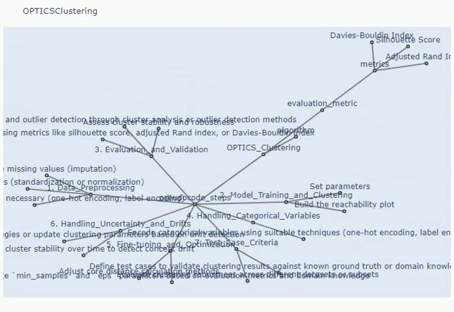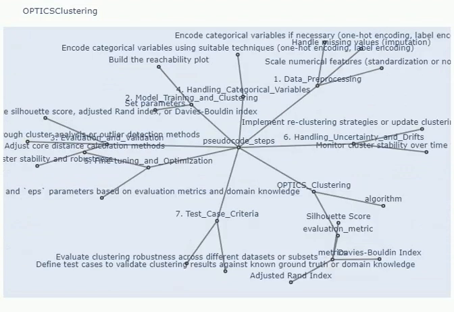Metrics. Silhouette score. Details: measures how similar a point is to its own cluster compared to other clusters. Higher values indicate better-defined clusters. Adjusted Rand index. Details: measures similarity between two clusterings, correcting for chance. Values range from -1 to 1, with 1 indicating perfect agreement. Davies-Bouldin index. Details: evaluates the average similarity between clusters. Lower values indicate better clustering quality.